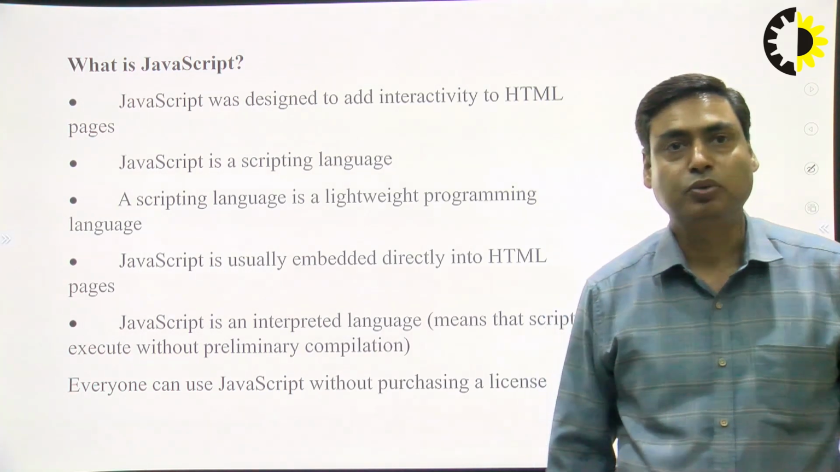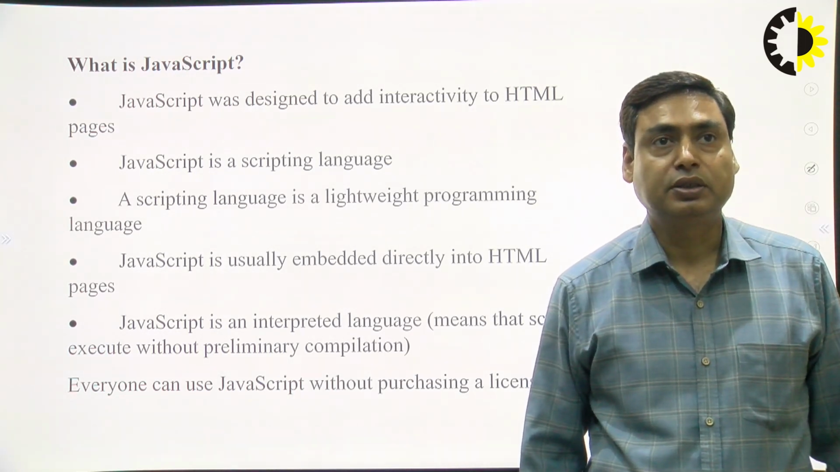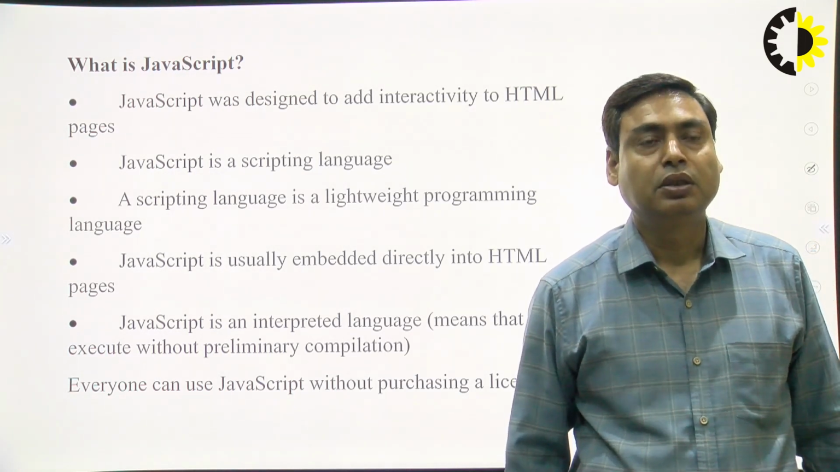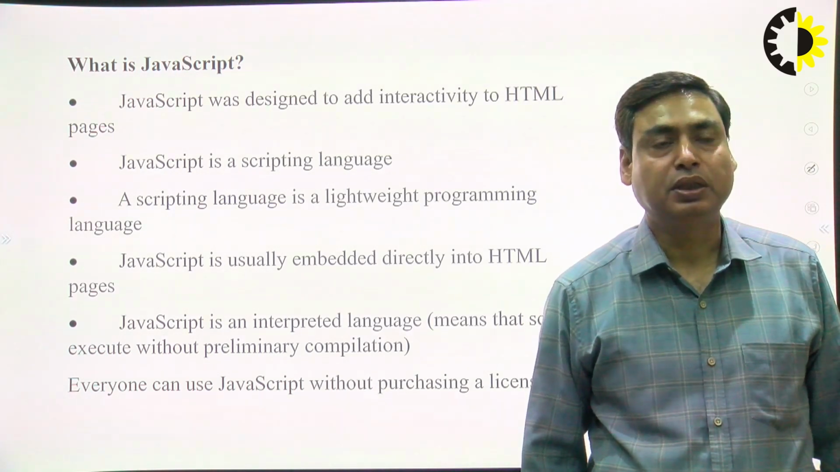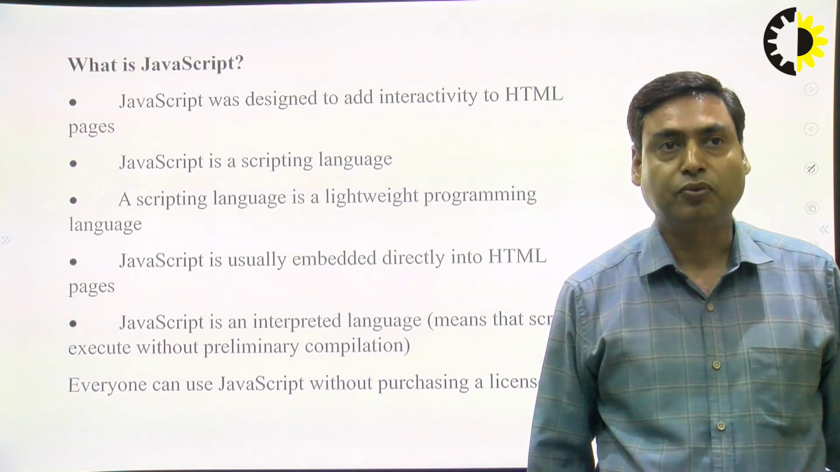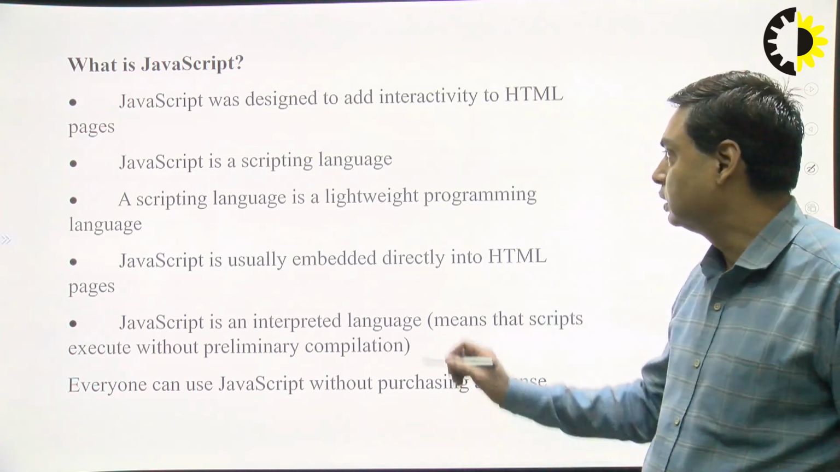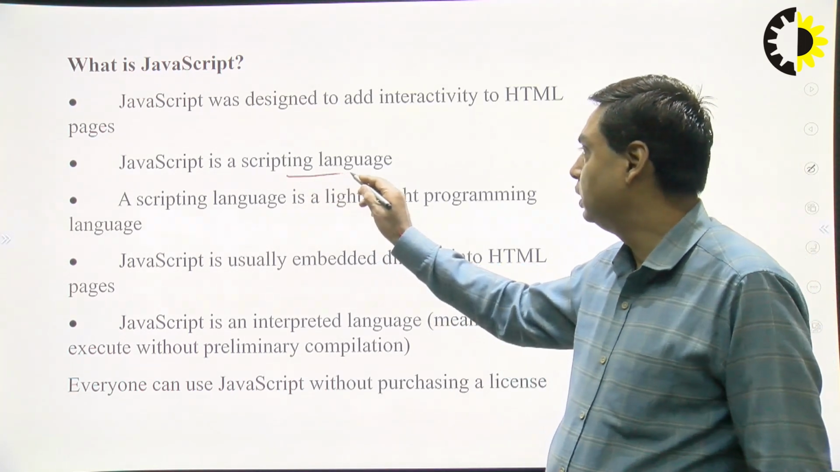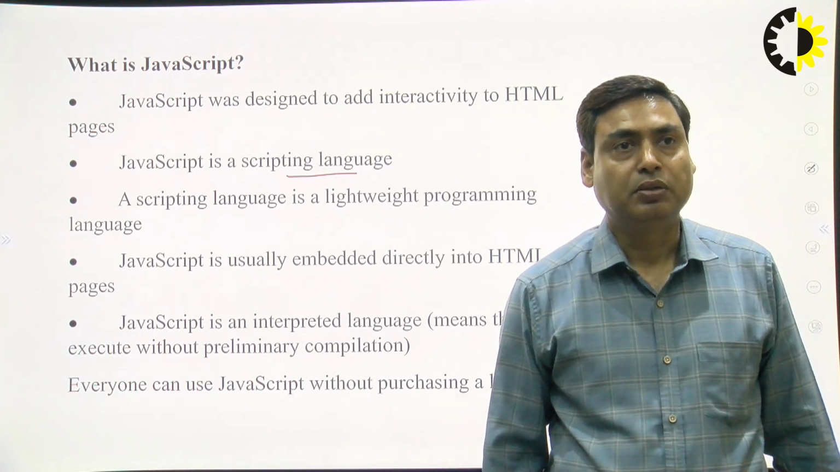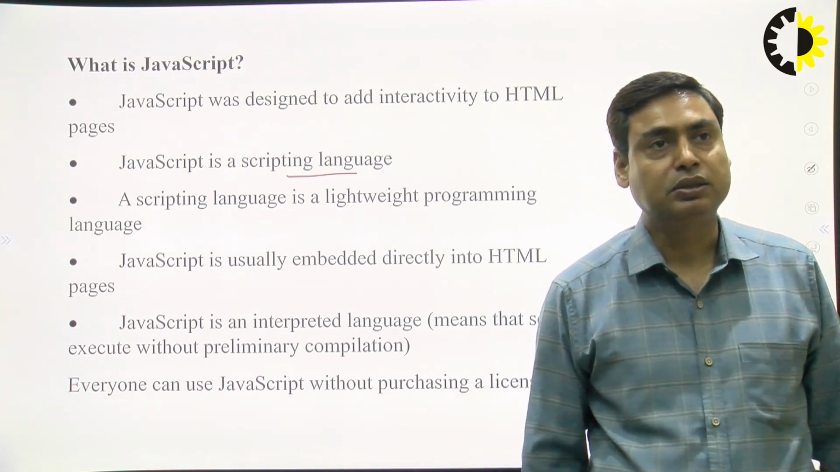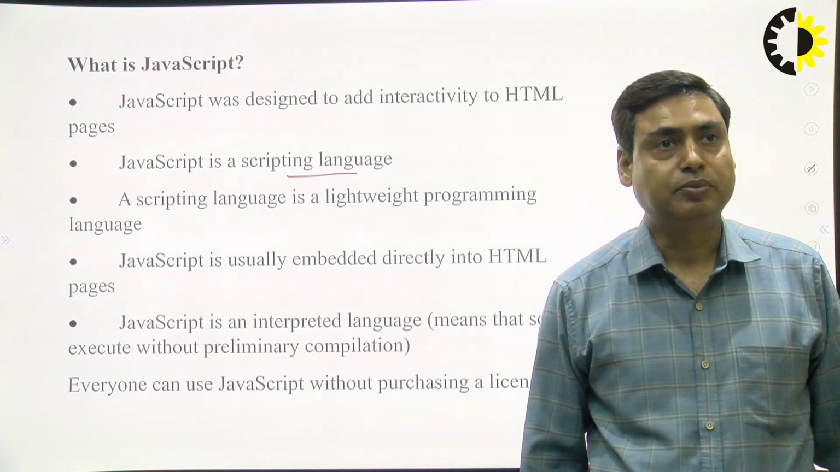Basically it is a programming language which is used to provide interaction in HTML pages. Interaction means the user can give inputs to the web page, and the web page will act on those inputs and give the output. It is called a scripting language because it is a lightweight programming language. Many things are relaxed in JavaScript for easy programming, so we call it a scripting language.